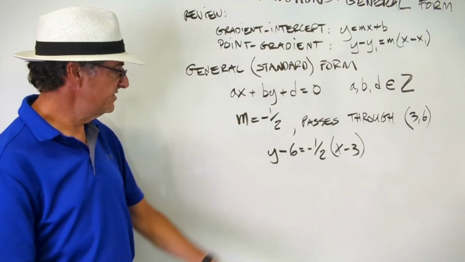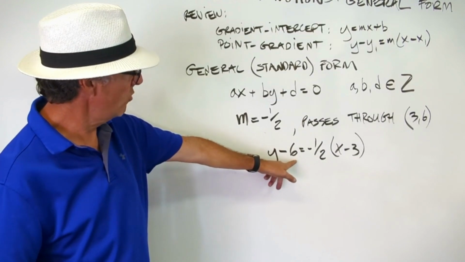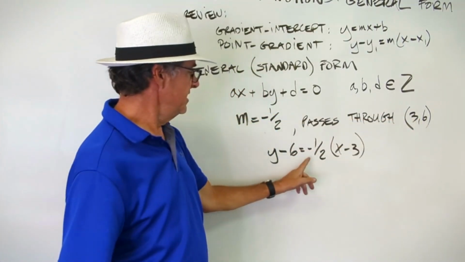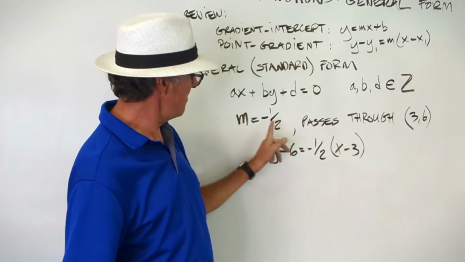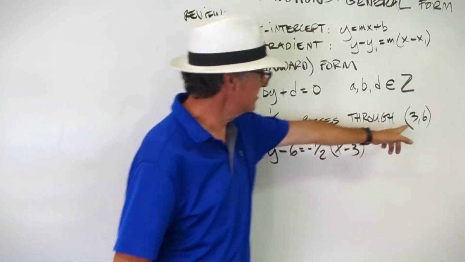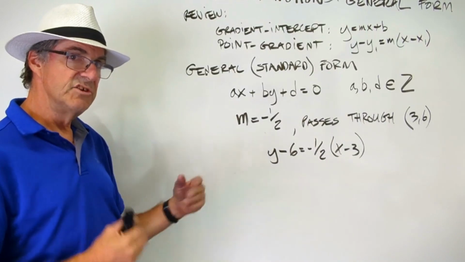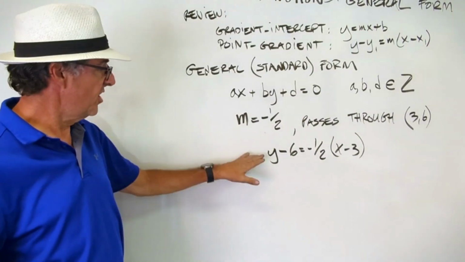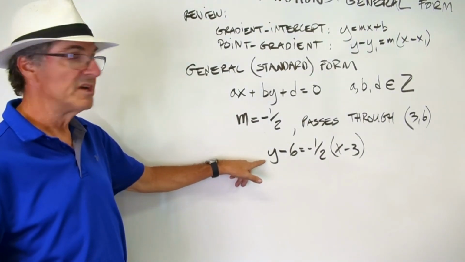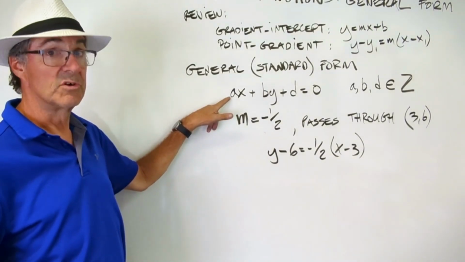All right, I just did my y minus y1, which was my 6, equals the m, which is -1/2, times x minus x1, which is the 3. So there's my plug-in step. Now go ahead and use what you learned in that last example to convert this point-slope equation into general or standard form.